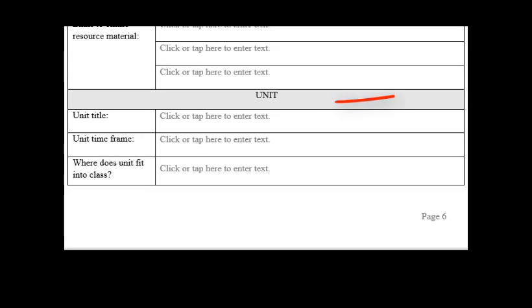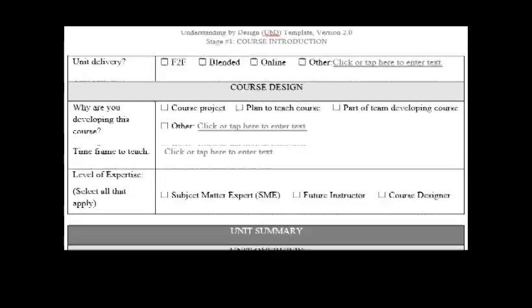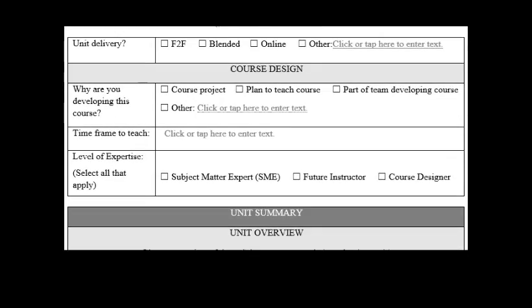The next section is regarding the unit, where you will list the specific unit title and time frame and where this unit will fit into the overall class. The unit delivery can be identified and may be a mixed method. In the course design section, you can outline why you're developing in this course, the time frame which you will be teaching, and the level of expertise that will be provided.